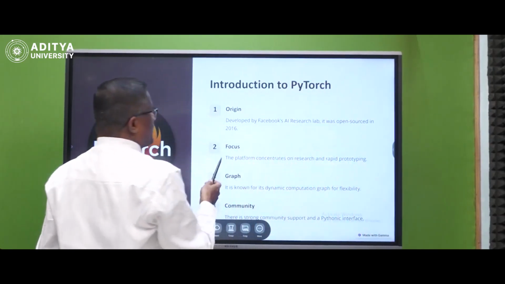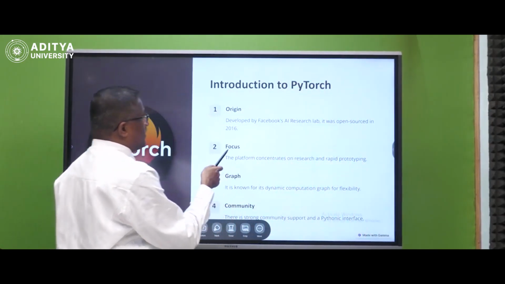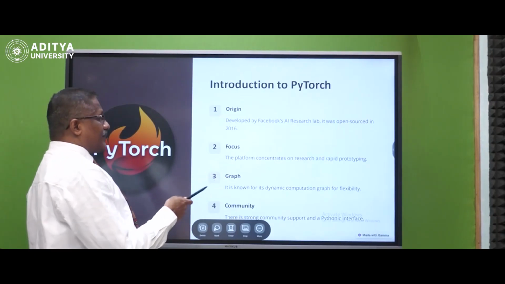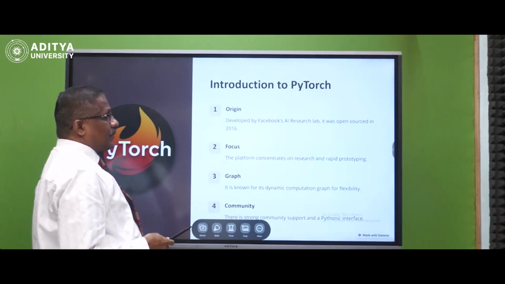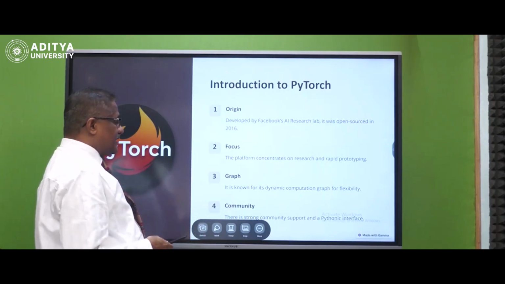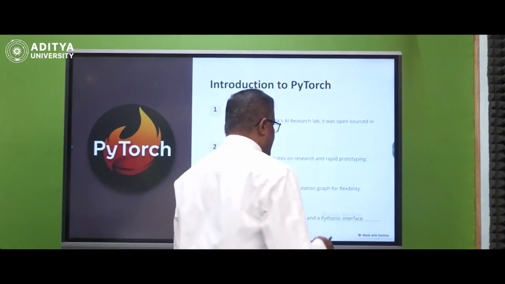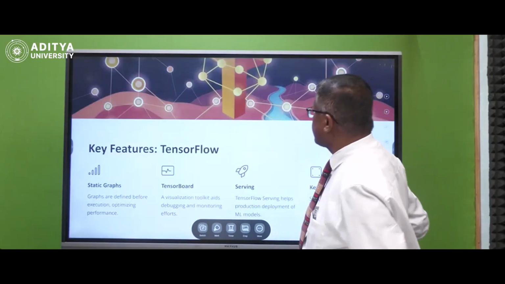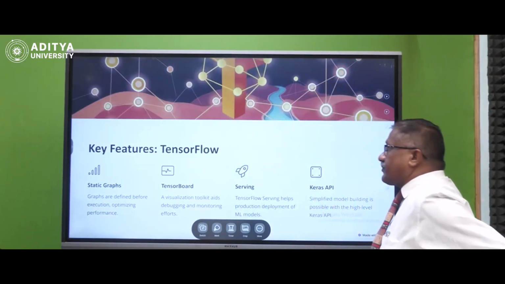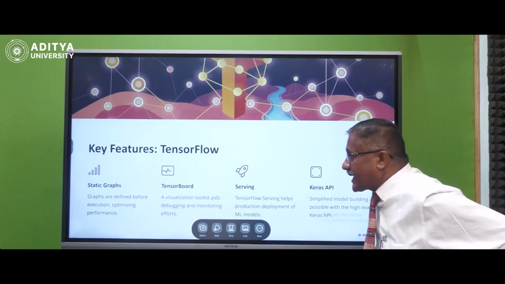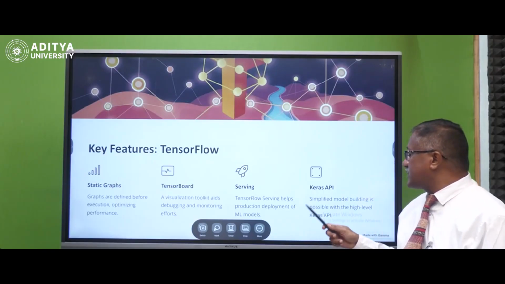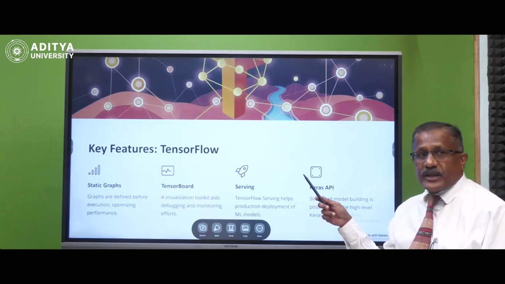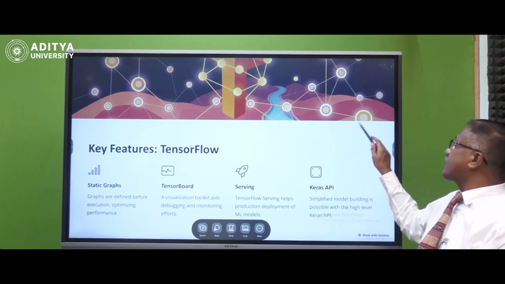PyTorch is originally developed by Facebook AI Research Lab. It is focused on research and rapid prototyping. It also has dynamic computation graphs, which are very flexible. There is strong community support and a Pythonic interface. That is PyTorch. So what are the key features of TensorFlow? Static graphs, TensorBoard, serving, and the Keras API. All these things play a very important role as features of TensorFlow.